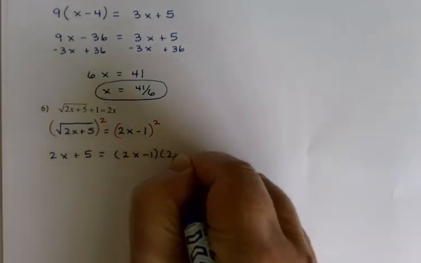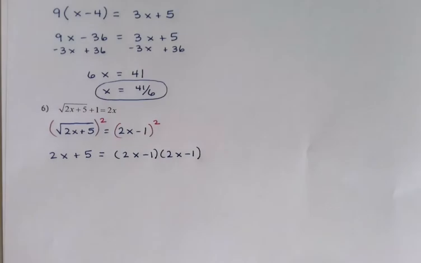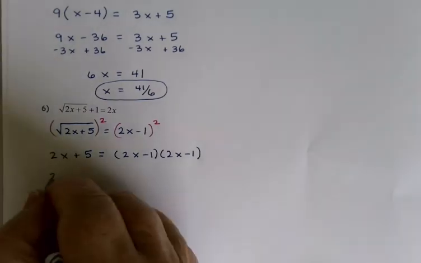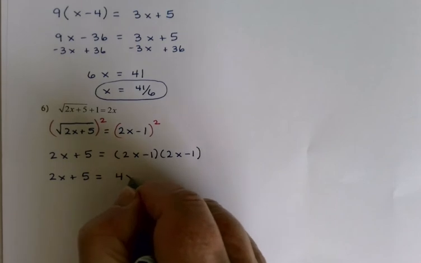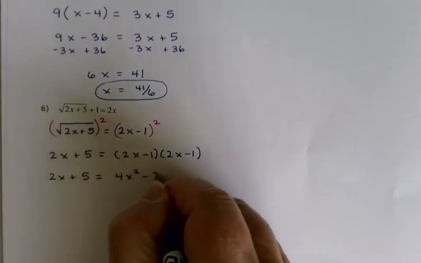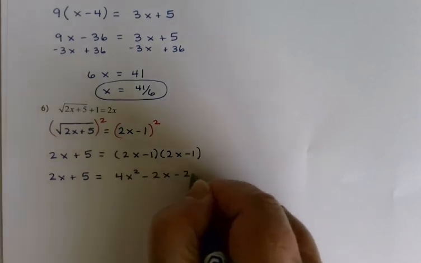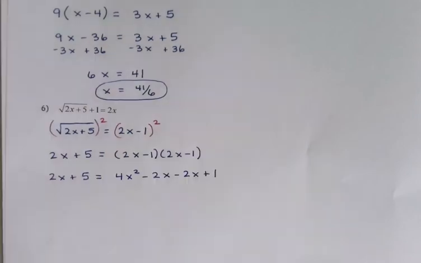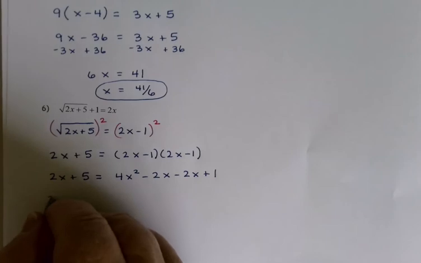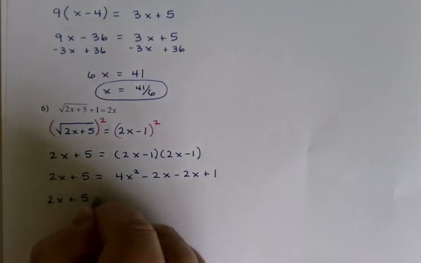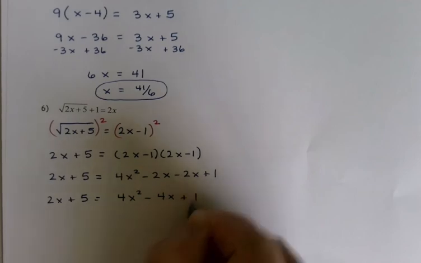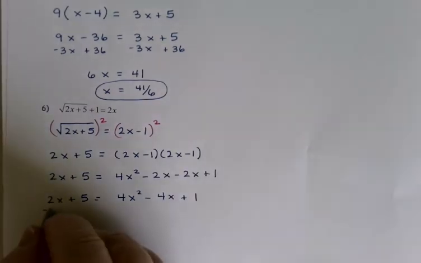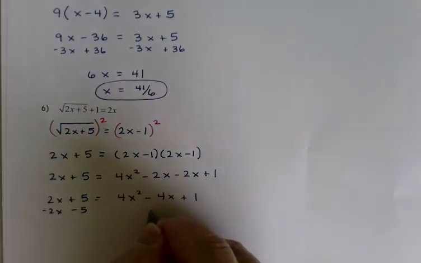I'm going to write that out just as a reminder. It's going to be the FOIL process. So I'd have 4x squared minus 2x minus another 2x plus 1. Or 4x squared minus 4x plus 1. This is quadratic, so I'm going to get it equal to 0.